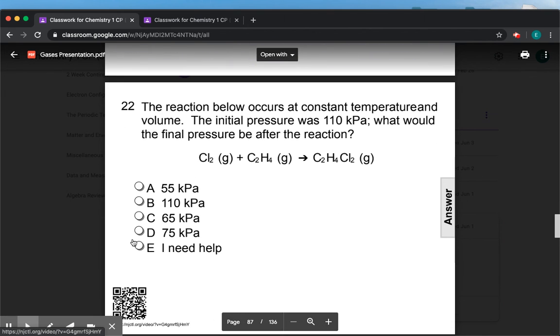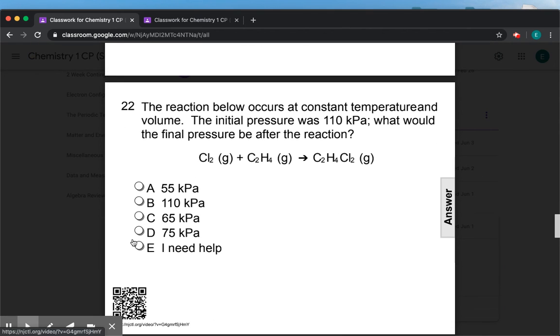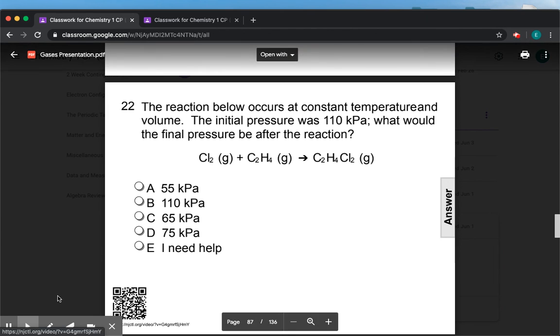Okay, let's do some actual examples. The reaction below occurs at a constant temperature and volume. Let me write out PV. Everything with a green arrow is staying the same. That's what I'm going to do. PV is equal to nRT.